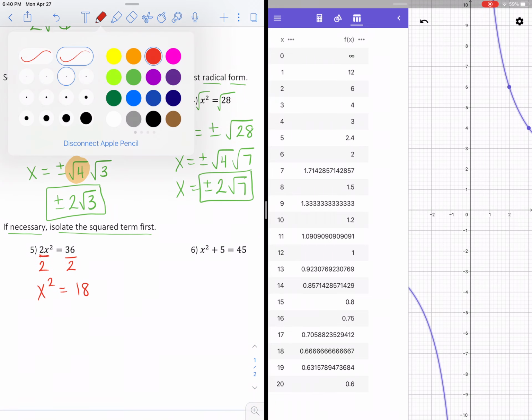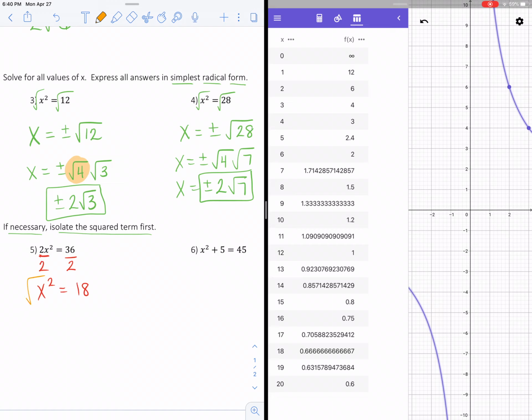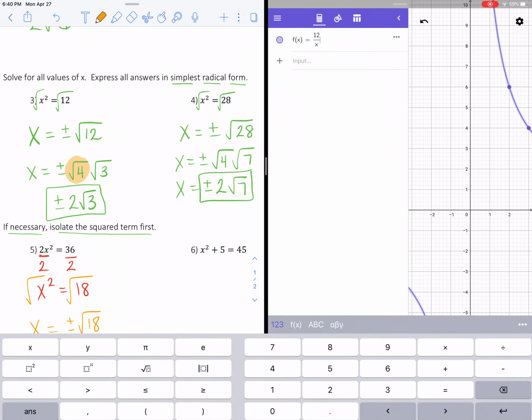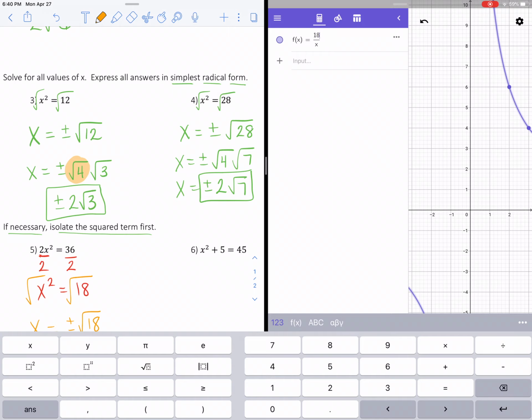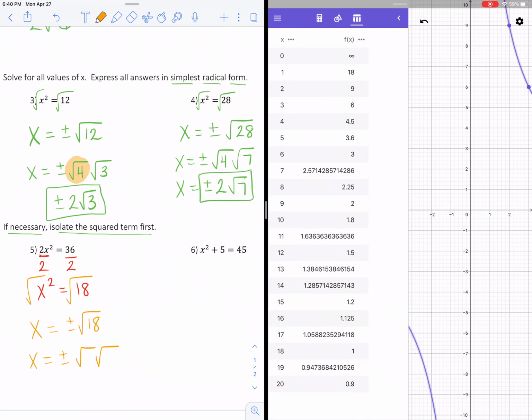Now, once the square term is by itself, I could square root each side, get x equals the positive negative square root of 18. And again, there's a perfect square that goes into 18. Either you know it and you could break it down right away, or in the calculator, I'll make that 12 into an 18. Press enter, table of values, scroll down, 1 times 18, 2 times 9. 9 is a perfect square. I bring down positive, negative. Square root of 9 is 3, and bring down the square root of 2.